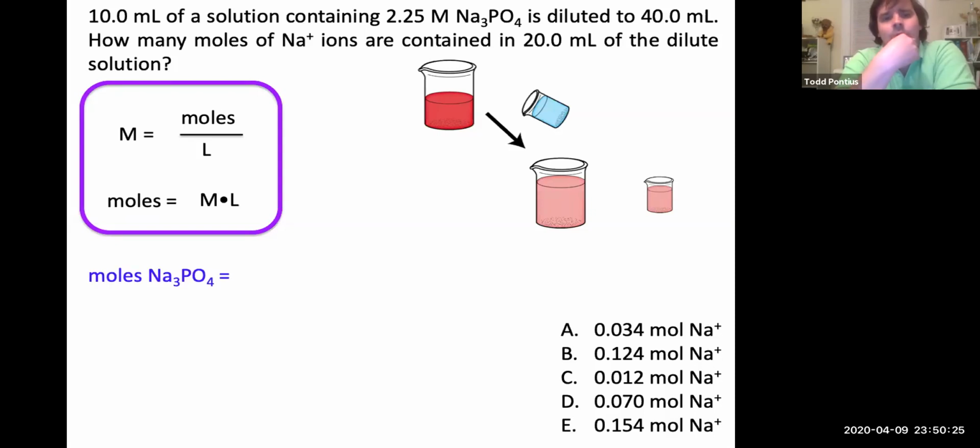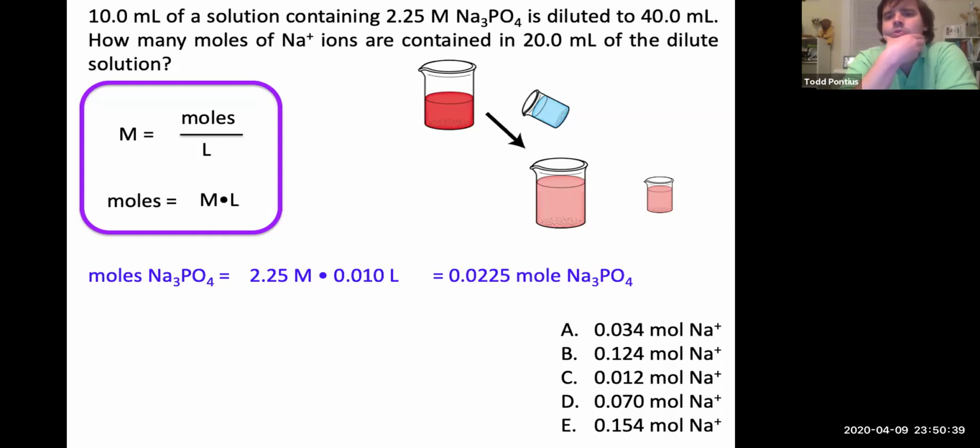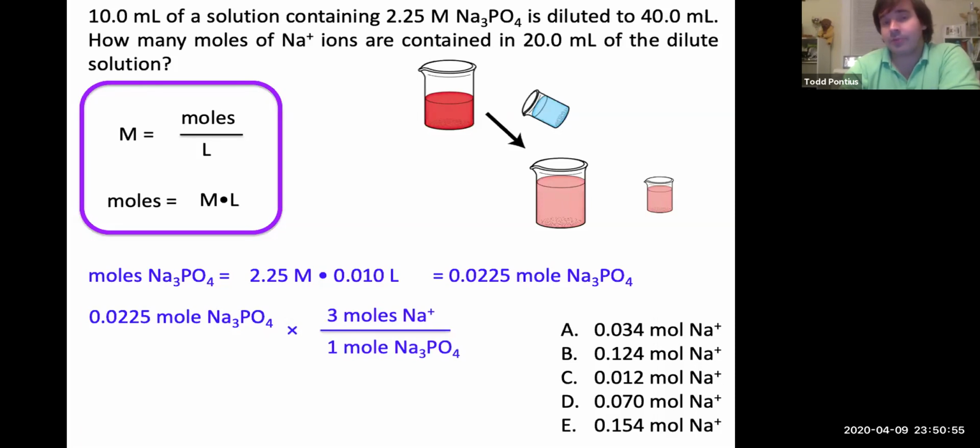First things first, how many moles of sodium phosphate are there in the initial stock solution? So it's 2.25 molar, and we have 10 milliliters, which is 0.01 liters. That'll tell us the moles of sodium phosphate, 0.0225 moles of sodium phosphate. Now notice, we're actually looking for the moles of sodium in this problem, so we'll need to keep that in mind. For every 1 sodium phosphate, we have 3 sodiums, which gives us 0.0675 moles of sodium.